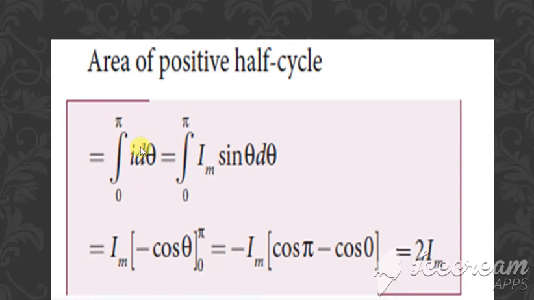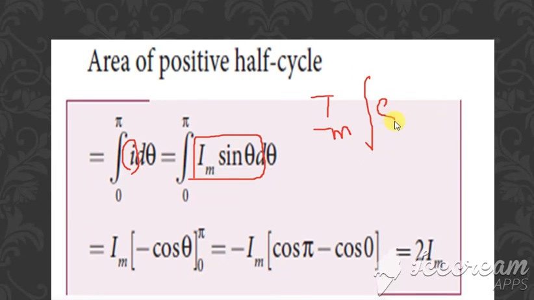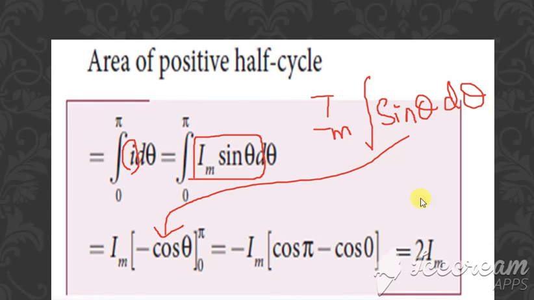0 to pi. Limit is what? 0 to pi. Now instead of this I, this can be written as what? Im into sin theta. Okay, here Im is constant, so we take it out, and the remaining is sin theta into d theta. Okay, so what is the integration of sin theta? It is minus cos theta. Sin theta integration is minus cos theta. Limits are 0 to pi. Okay, have it as it is.